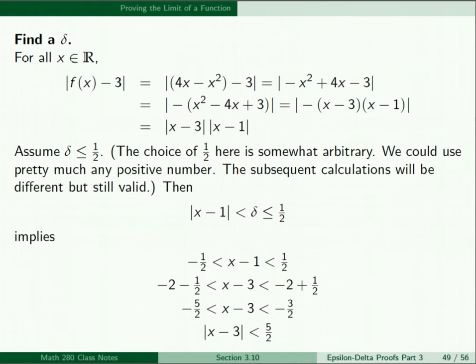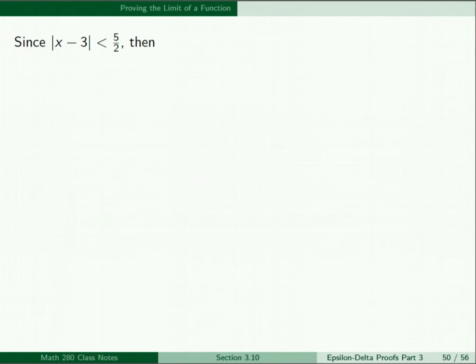Now, you can think of the absolute value of x minus 3 as the distance of x minus 3 from 0 on the number line. And so the double inequality tells us that the furthest x minus 3 can be from 0 on the number line is 5 halves. So the absolute value of x minus 3 will be less than 5 halves. Now, since the absolute value of x minus 3 is less than 5 halves, then the absolute value of f of x minus 3, which is the absolute value of x minus 3 times the absolute value of x minus 1, will be less than 5 halves times the absolute value of x minus 1.